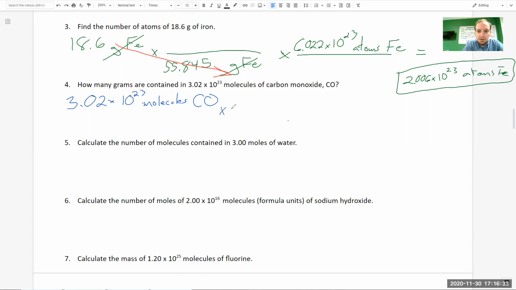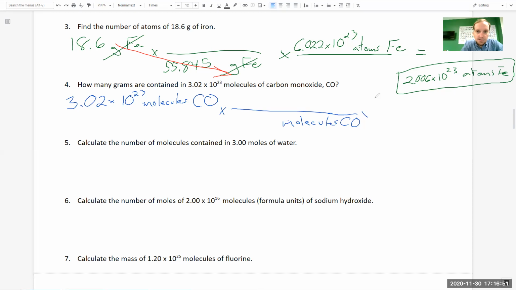Okay, then we're going to convert that. We need to get rid of molecules, so I'm going to put molecules down here. Notice that I always put my units first. I'm not even worried about the numbers right now because I highly recommend you get the units and your pattern correct, then go back into the numbers. Trust me, it's a lot easier.